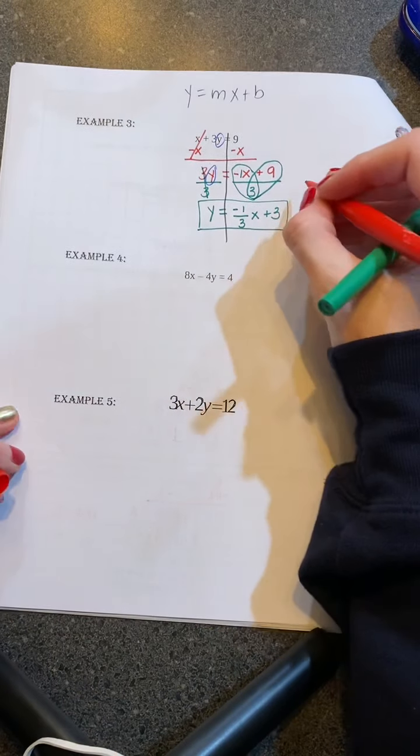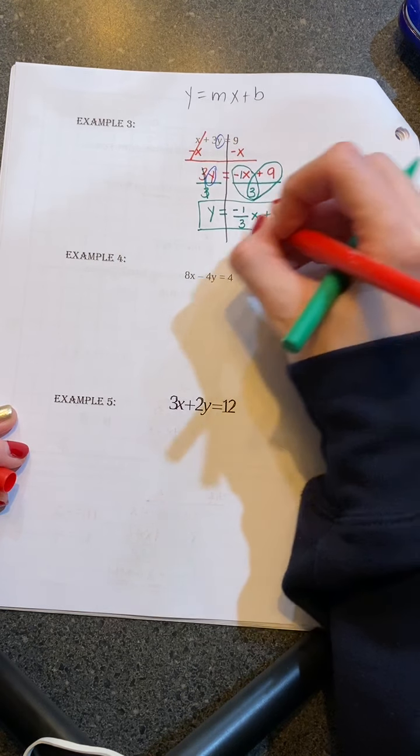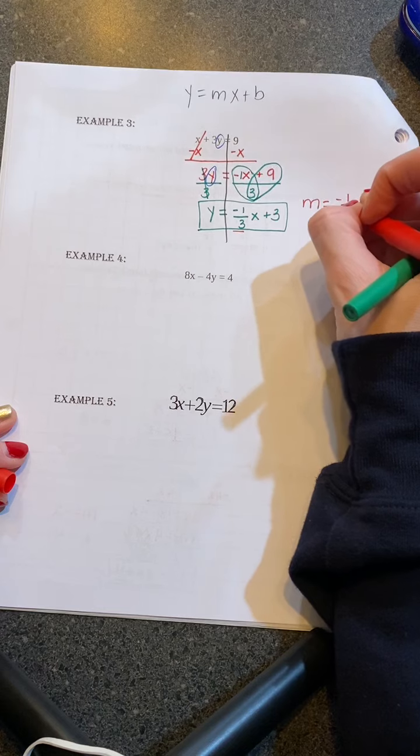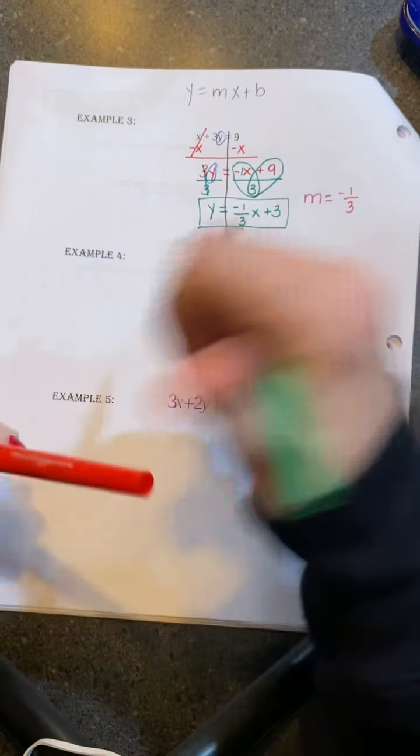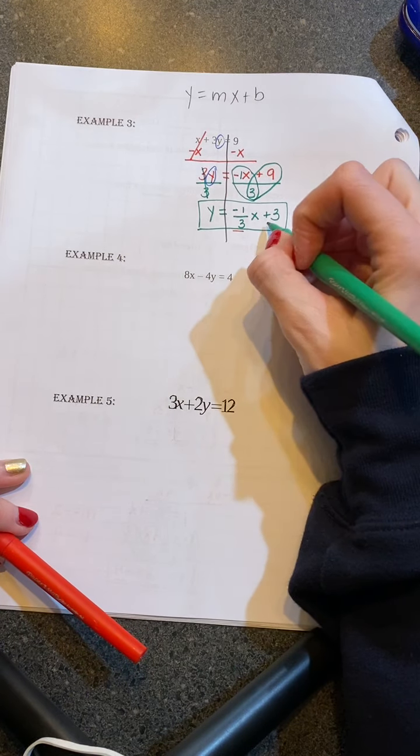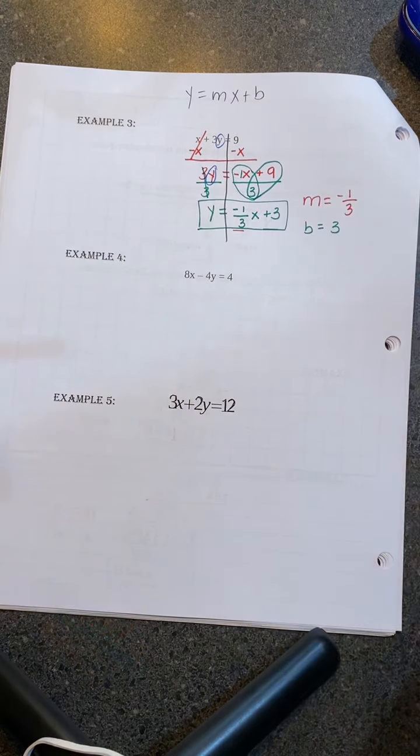So then let's identify what is my slope here. Well, my slope is that negative 1/3. And then what is my y-intercept here? That 3.